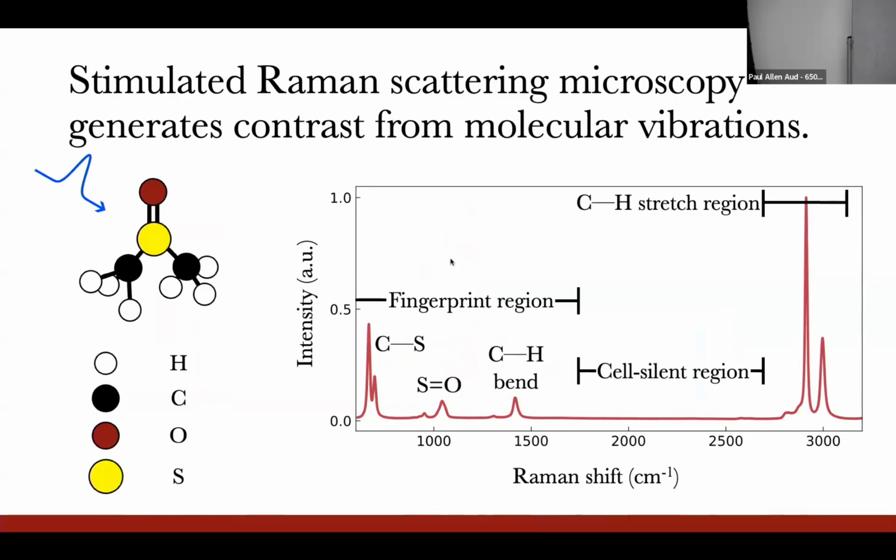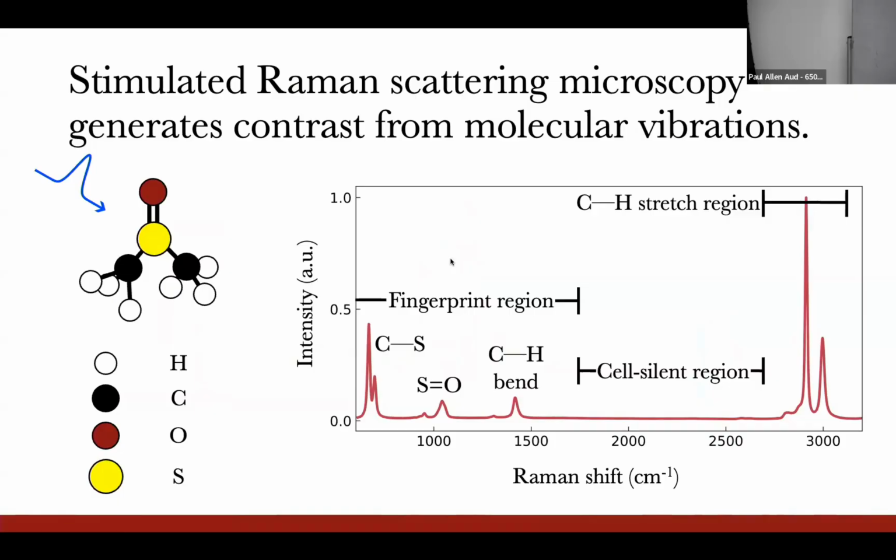And there's basically three regions that you should understand in this vibrational spectrum. At high wave number, 3,000 inverse centimeters or so, we get what's called the CH stretch region. Basically, every biomolecule will vibrate here. And the two peaks you're seeing are the symmetric and the anti-symmetric carbon-hydrogen stretching vibrations.